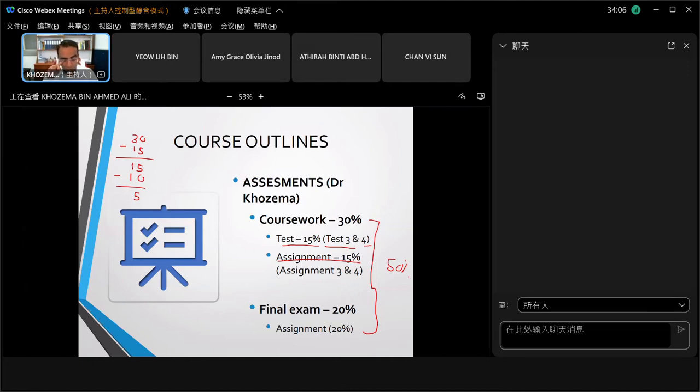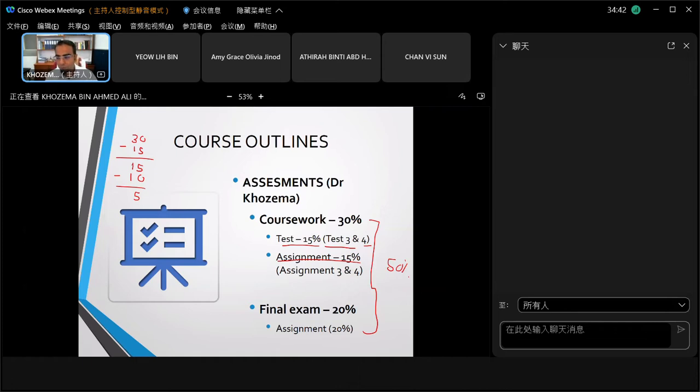So all of the assessments, test 3, test 4, assignment 3, assignment 4, and the final assignment, I think we can call this assignment 5, will all be conducted via e-learning. Meaning that test 3 will be an online test, test 4 an online test, and assignment 3, assignment 4, and this final assessment you will have to submit online. Okay, I think it will be similar to whatever you have done for your IEK 101. The concept is similar.